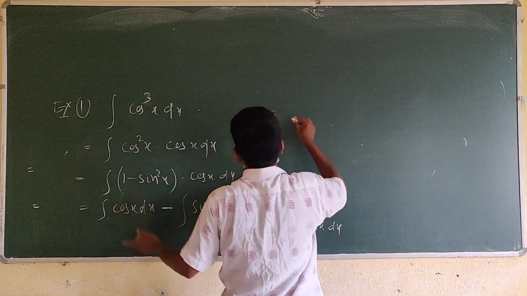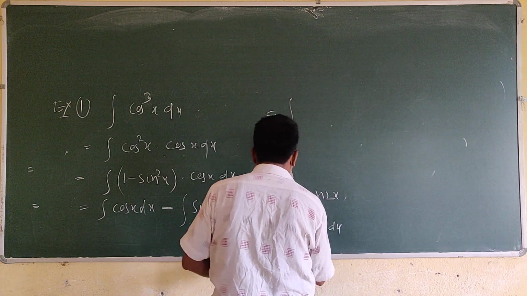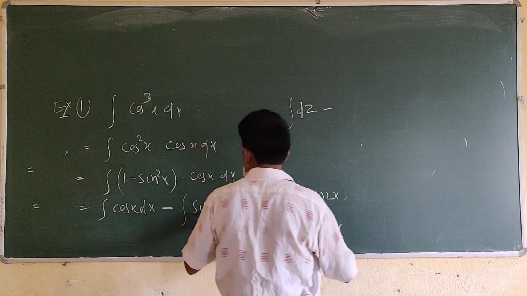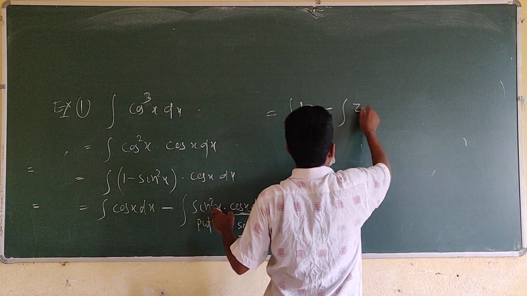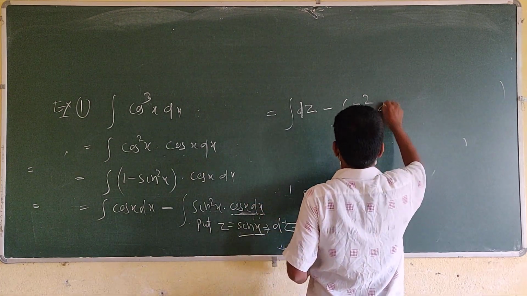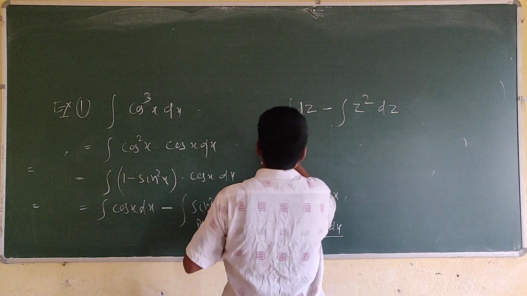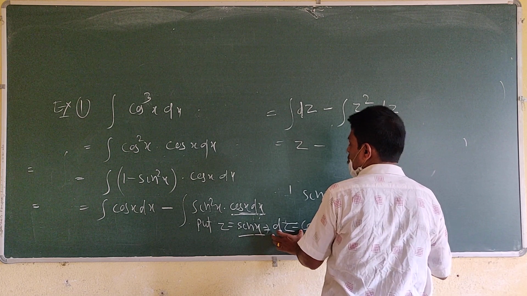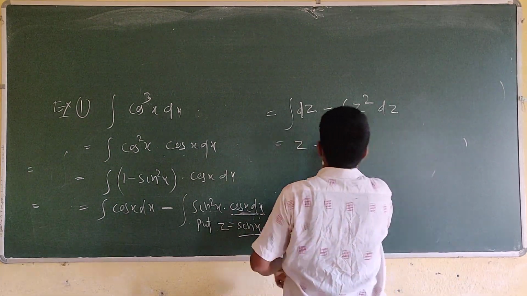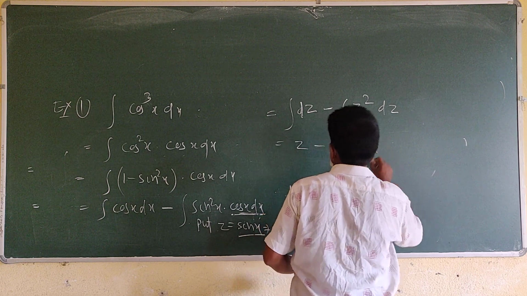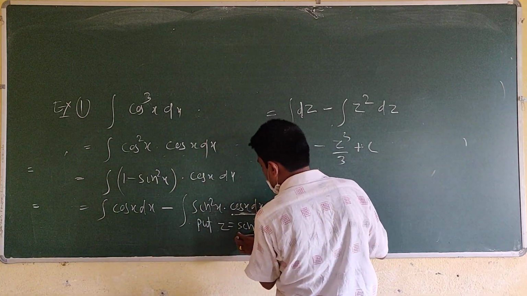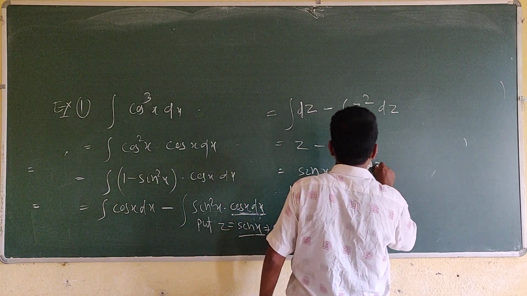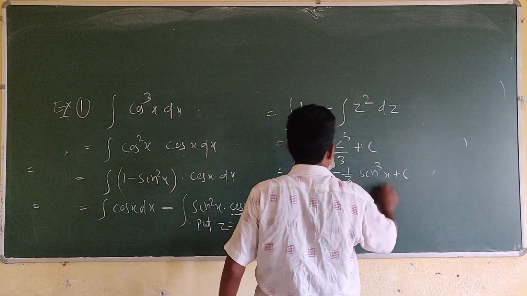So now the integration of cos x dx, you can write cos x dx is equal to dz, minus the integration of z square into dz. That is a very simple way. The integration of dz is equal to z. You know z square is a purely algebraic function; the trigonometric function changes to an algebraic function. So the integration of z square is z cube by 3 plus c. Now put the value of z equal to sin x: sin x minus 1 by 3 sin cube x plus c. That is the easiest way to solve this problem.